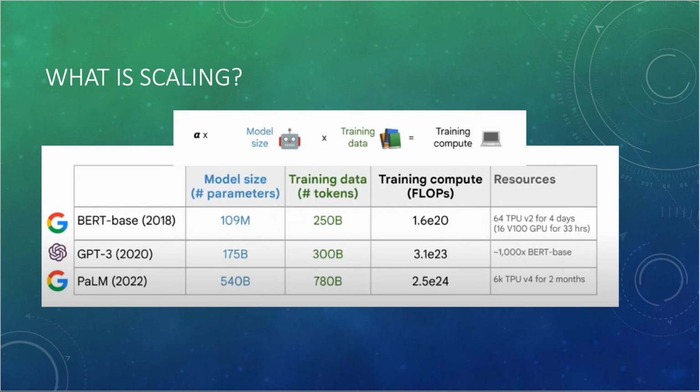These parts are interconnected. The bigger the model and the more it learns from data, the more computing power it needs. To give you an idea of scale, an early model like BERT started with about 109 million parameters and learned from 250 billion tokens, requiring a significant amount of computer calculations. GPT-3, a much bigger model, has 175 billion parameters and learned from about 300 billion tokens. Then there's PaLM, which is even larger, with 540 billion parameters and 780 billion tokens of training data.